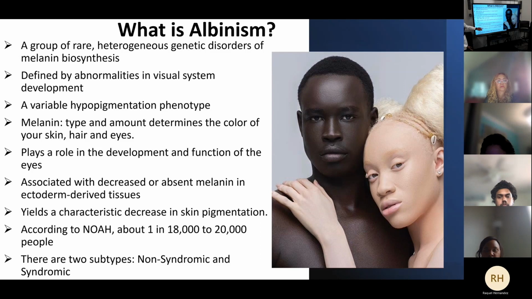So as you can see in the picture over there, the female has no skin pigmentation, while the male has a lot of skin pigmentation. According to NOAH, which is the National Organization for Albinism and Hypopigmentation, about 1 in 18,000 to 20,000 people will have albinism. There are two forms that we will be going over. They are non-syndromic and syndromic.